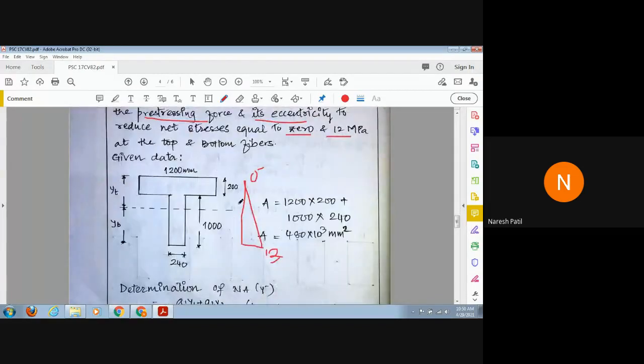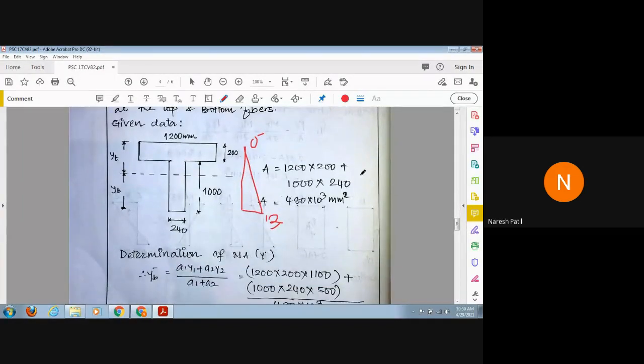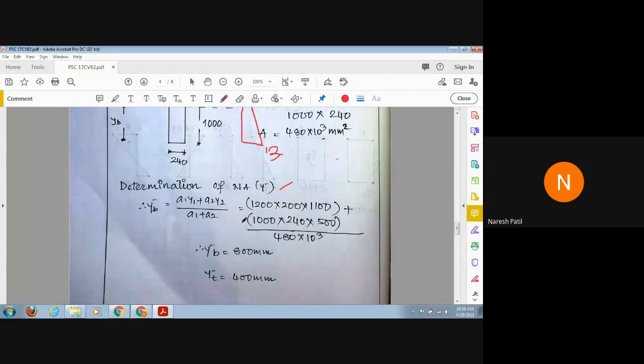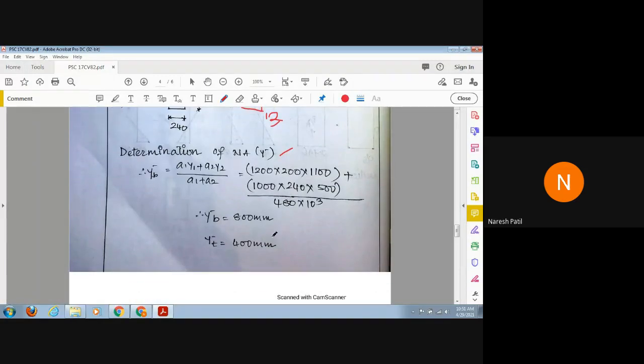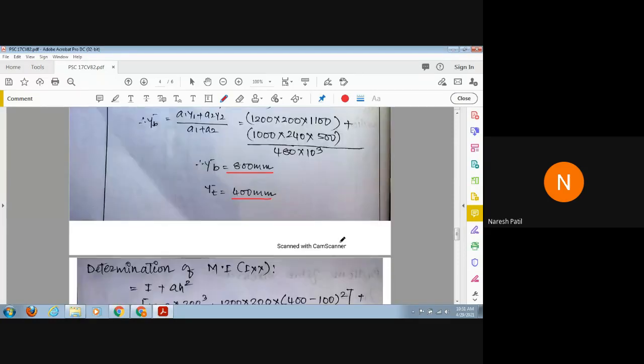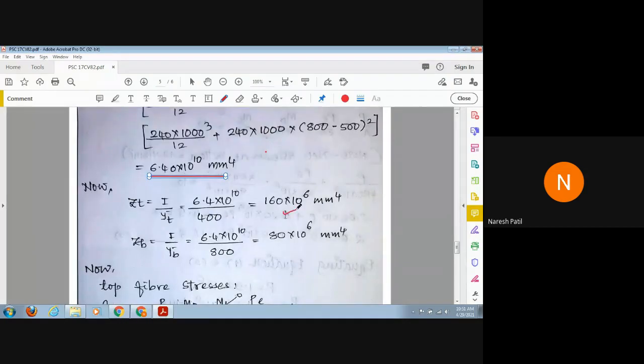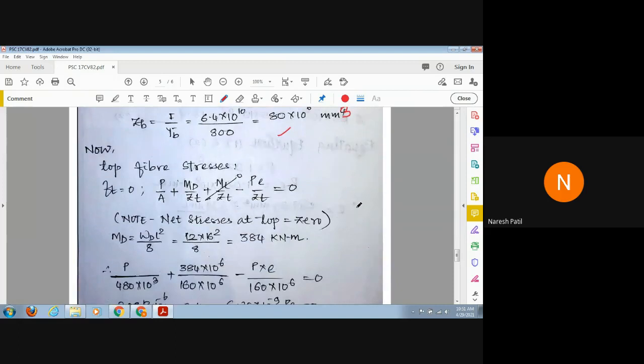Okay, so according to the given statement, calculate the properties, area. Then the determination of neutral axis: A1 Y1 plus A2 Y2 divided by summation of A. So we get Y bar B and Y bar T, that is bottom fiber and top fiber. Then moment of inertia, we got 6.4 into 10 to the power 4 mm to the power 4. I'm not going to discuss this, you calculate and check once again. Then we got ZT and ZB, which should be in mm cube, sorry.